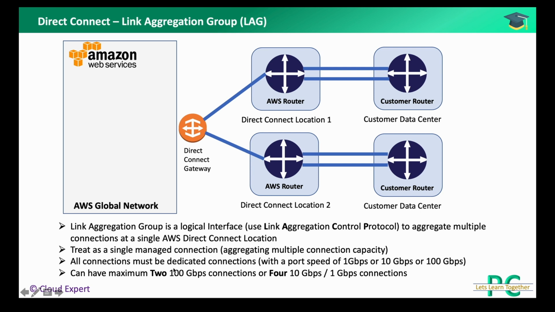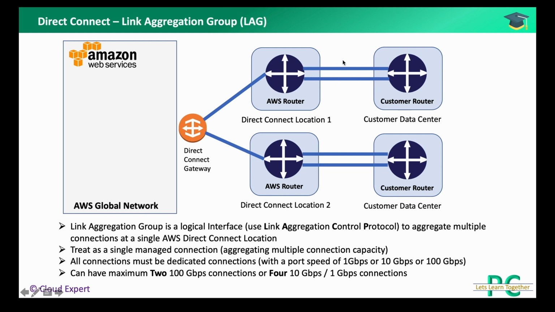All connections must be dedicated connections with a port speed of 1 Gbps, 10 Gbps or 100 Gbps. We'll see in later slides that there are other options. You can opt for a Direct Connect connection if you need a lower speed, if you don't want a 1 Gbps line. In those cases, you won't be able to aggregate those connections using LAG. To use LAG, you need a minimum of 1 Gbps, 10 Gbps or 100 Gbps. And second, you have to remember all those connections should be in one Direct Connect location.